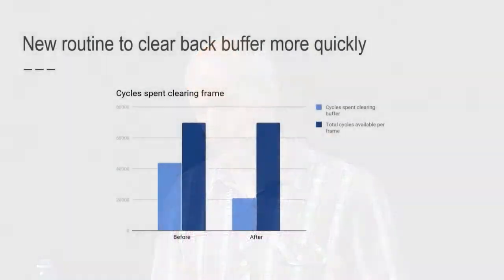So this shows the number of clock cycles taken to clear the screen. The dark blue bar is the number of clock cycles available in an entire frame. So you're running at 50 hertz. The big blue bar is how many clock cycles the Z80 can do in one screen update. It's about 70,000. And the clearing routine was taking somewhere over 40,000 cycles, quite a lot of time. The new, faster version takes about half as much, so we're down to about 20,000. That buys you back a lot of time.